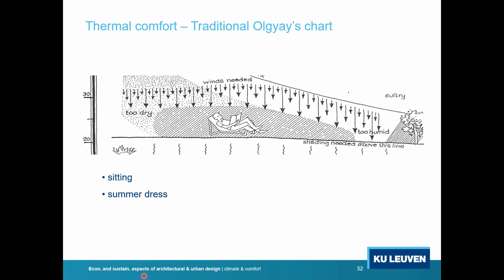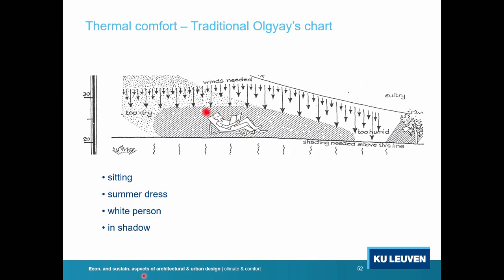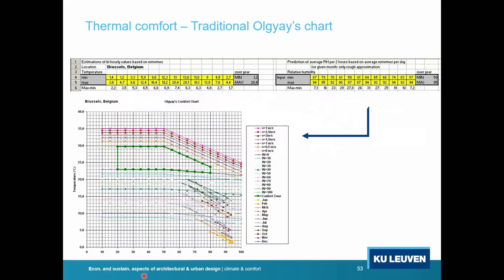His basic comfort zone is under the assumption that you're sitting down, you have light clothing, you're a white-skinned person, you are sitting in the shadow, and then this range is the comfort zone. Keep in mind that it shifts up when there is more wind or ventilation, and it goes down when you have direct solar radiation, or other types of clothing, or if you are running, for example. So keep this in mind when interpreting these kinds of figures.